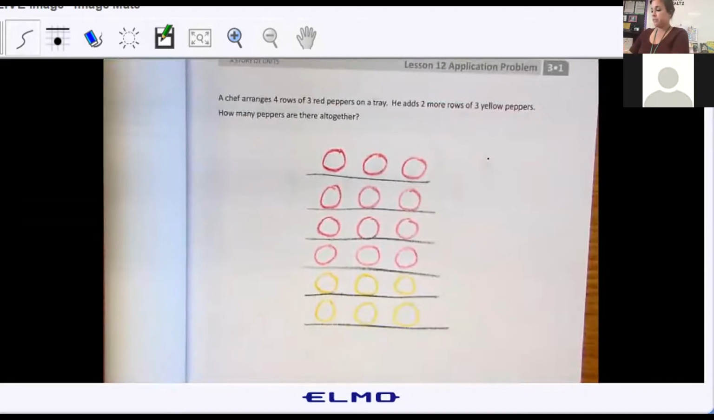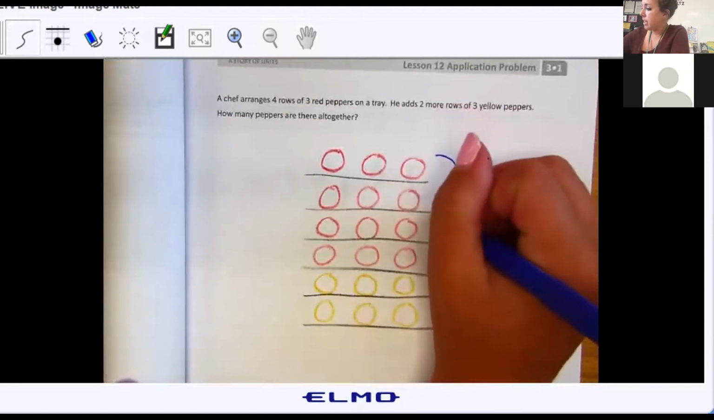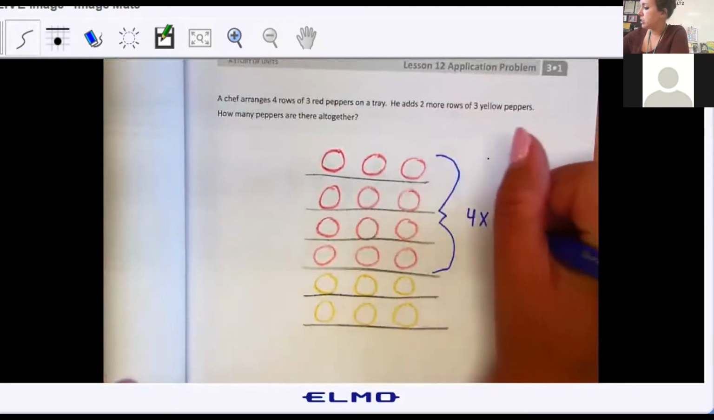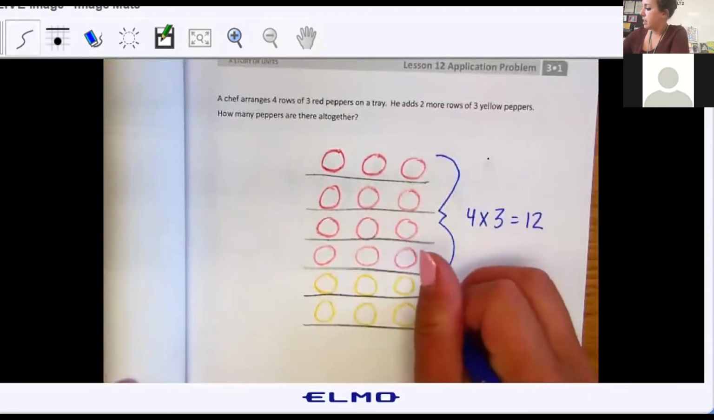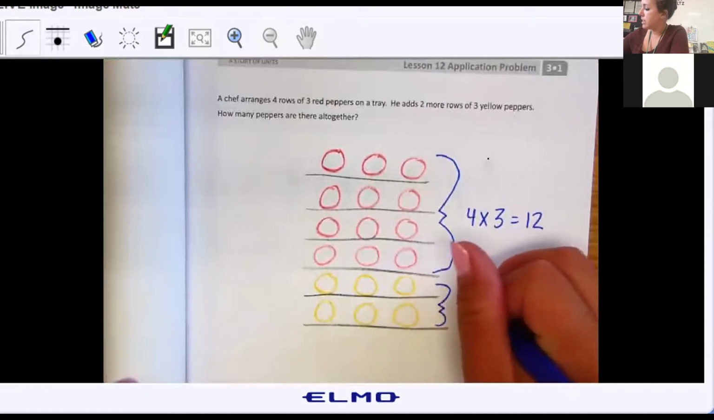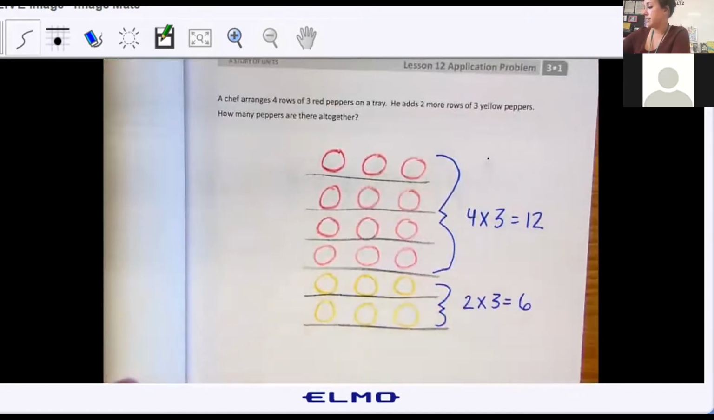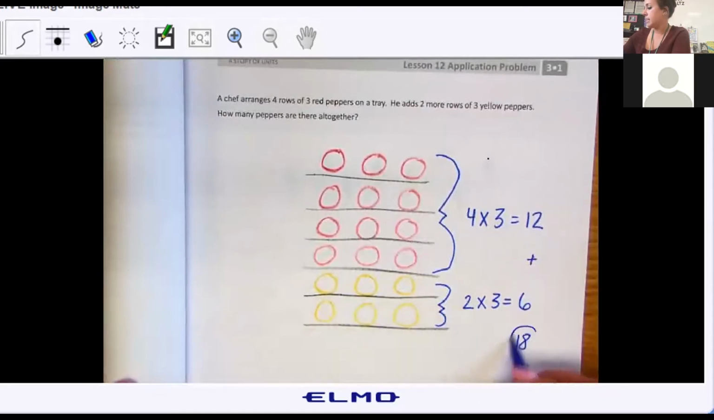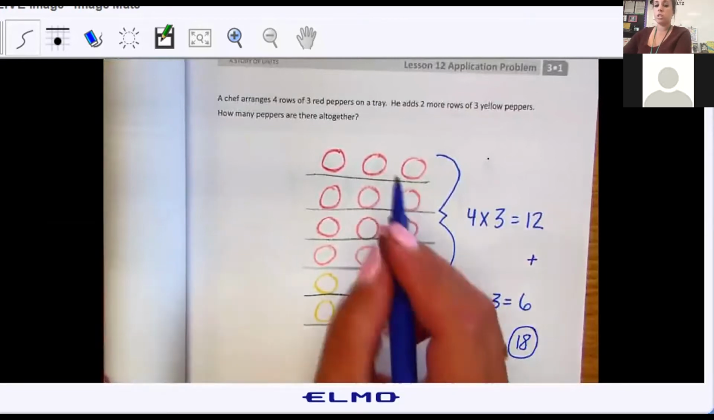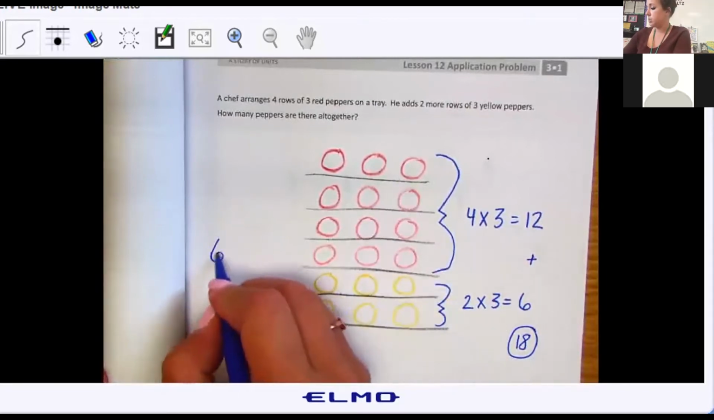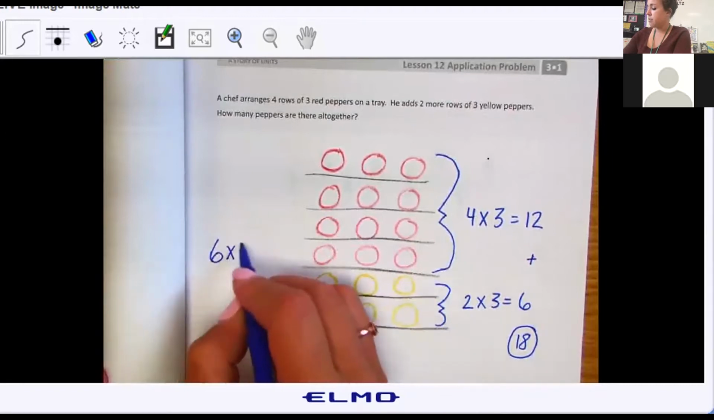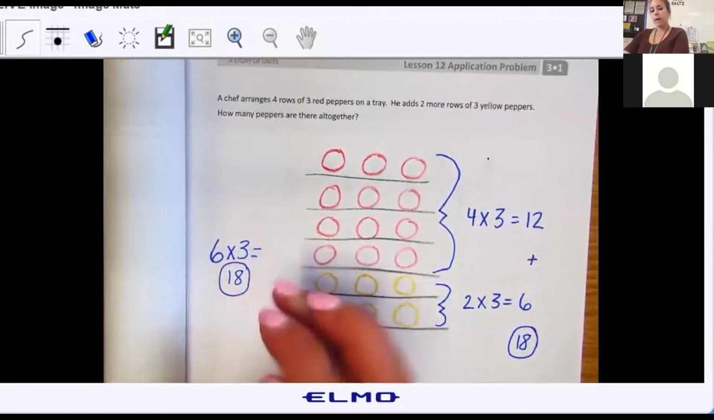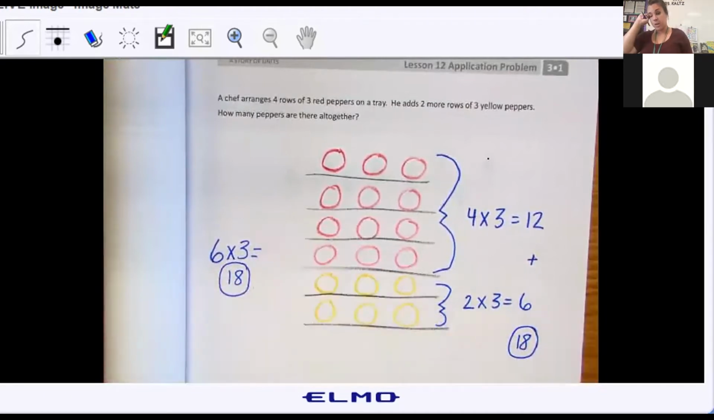Well, this is the distributive property, right? At first, we had 4 times 3, which equals 12. Then he added 2 times 3, which equals 6. When I put the 12 and the 6 together, it leaves me with 18. You could have also just looked at it as a whole array. It was 6 total rows of 3, which also equals 18. Both ways you get the same answer. It just depends on what you like to do.